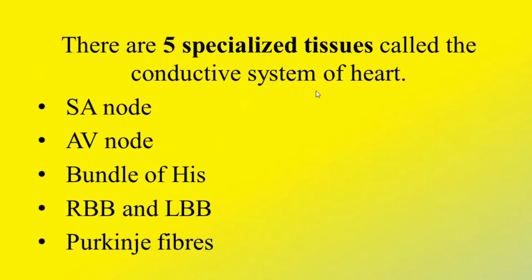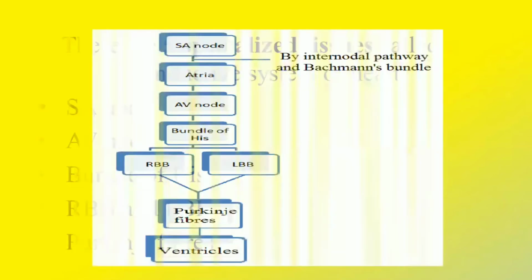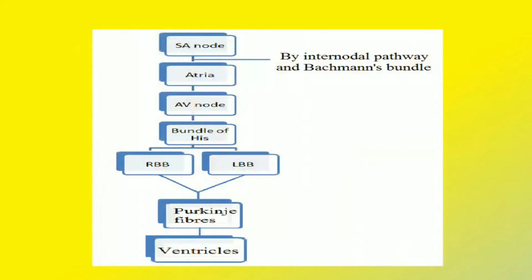There are 5 specialized tissues called the conductive system of the heart. What are they? They are the SA node, AV node, bundle of His, right and left bundle branches, and Purkinje fibers. The specialized conductive pathway allows the heart to be electrically activated in a predictable manner. The impulse arises in the SA node. This is the SA node. We call it the primary pacemaker.